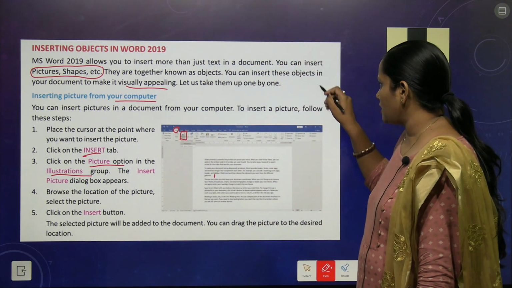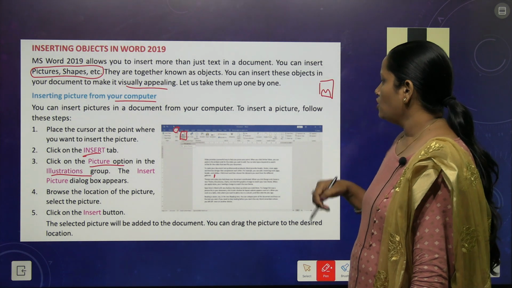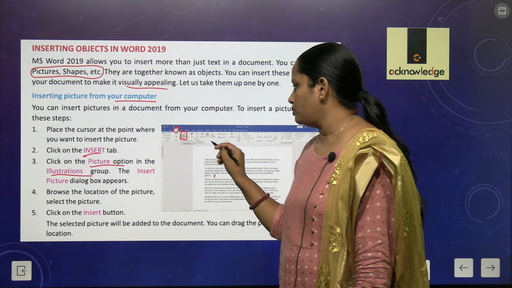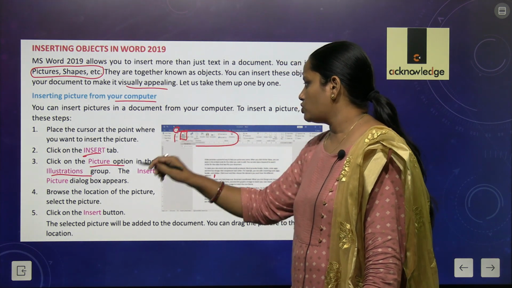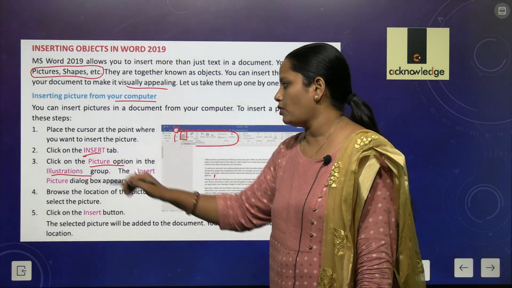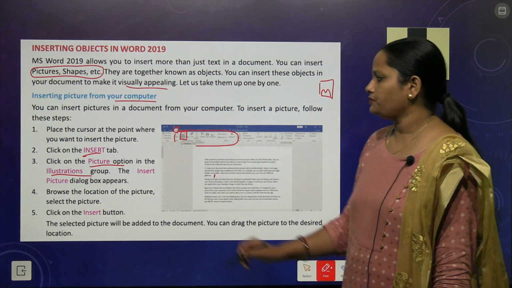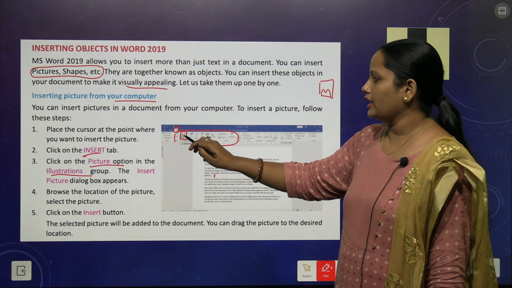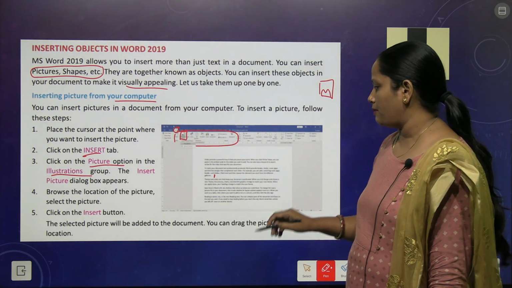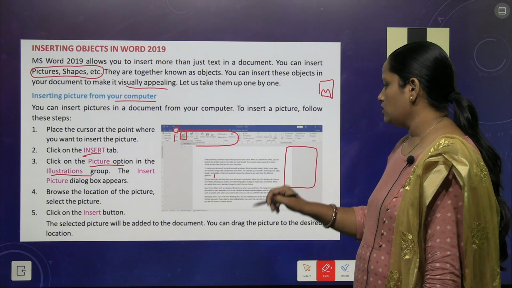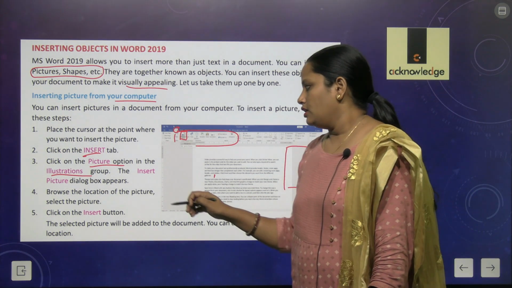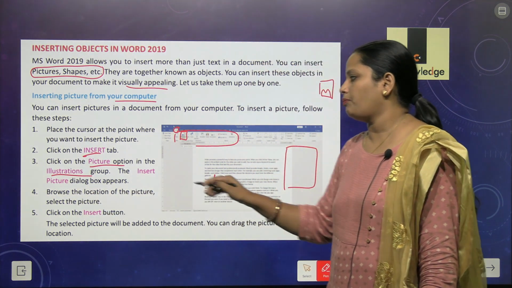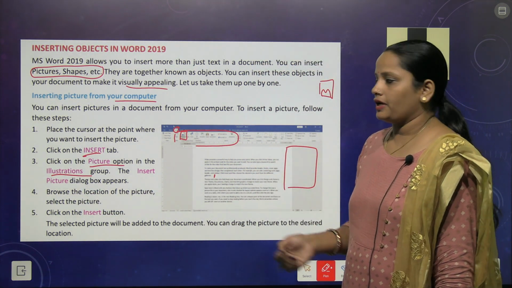A small picture type is made here. So I have to click on that picture option in the illustration group. This is our illustration group. So I have to click on the picture option. The insert picture dialog box will appear. After clicking on this picture option, a dialog box will open, and from that we have to browse the location of the picture and select the picture.